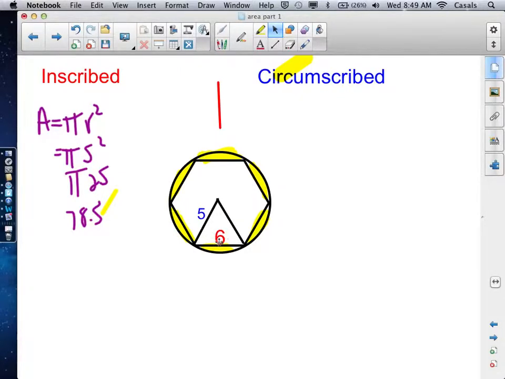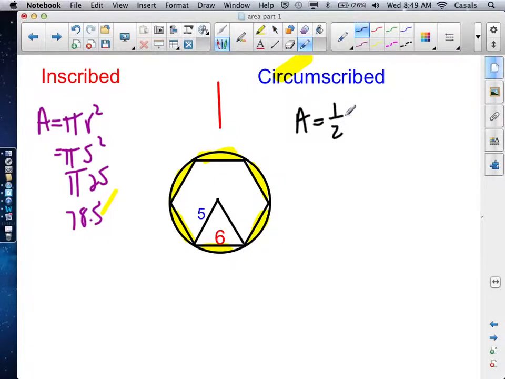Well, in order to find the area of a triangle, what do we need? What's the formula for the area of a triangle? Area is equal to 1/2 base times the height. Well, I got the base for sure, but what are we missing? We are missing the height. Well, that's where this comes in.